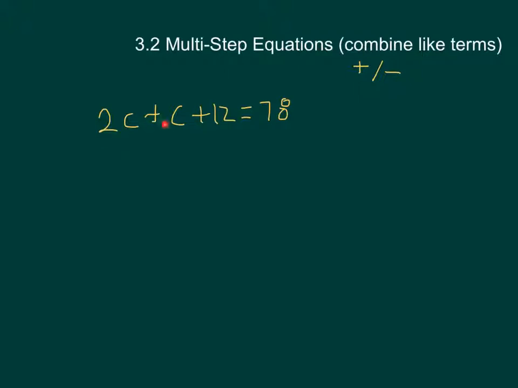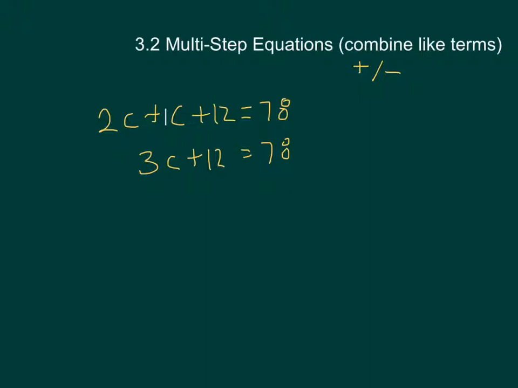2c, and remember, if there's no coefficient, there's really a 1 out front. So 2 plus 1 is 3. I have 3c, and since the 12 does not have a variable, I simply bring it down. Okay, I write that expression on the left just like that. But this is an equation, so I've got to bring the rest of it down. Now, just like in the last video, you can see we have a two-step equation.